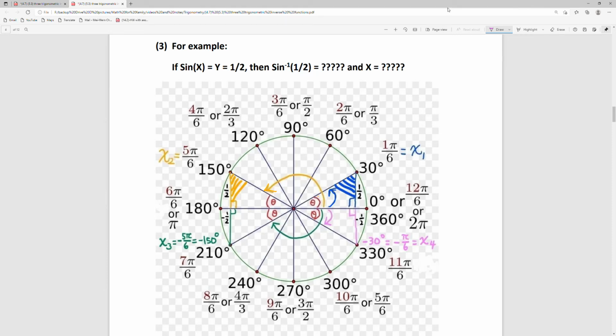Now, let me use the special triangle to show you how I can easily solve for the answer quickly by my shortcut. So first, I draw a unit circle.